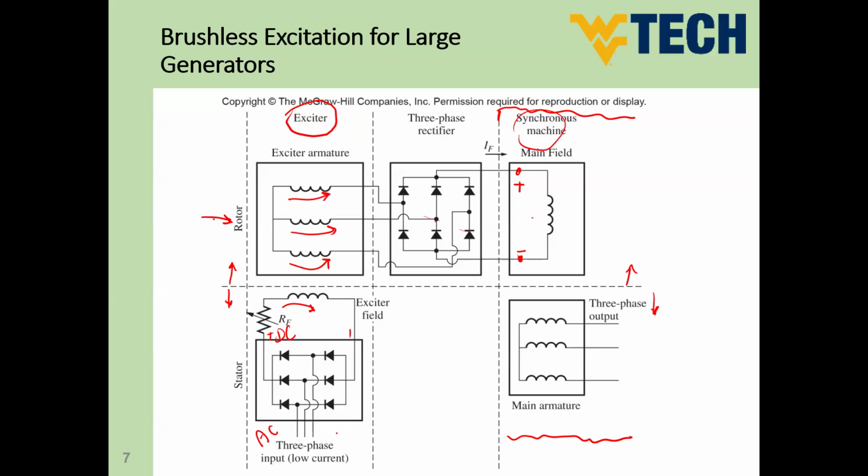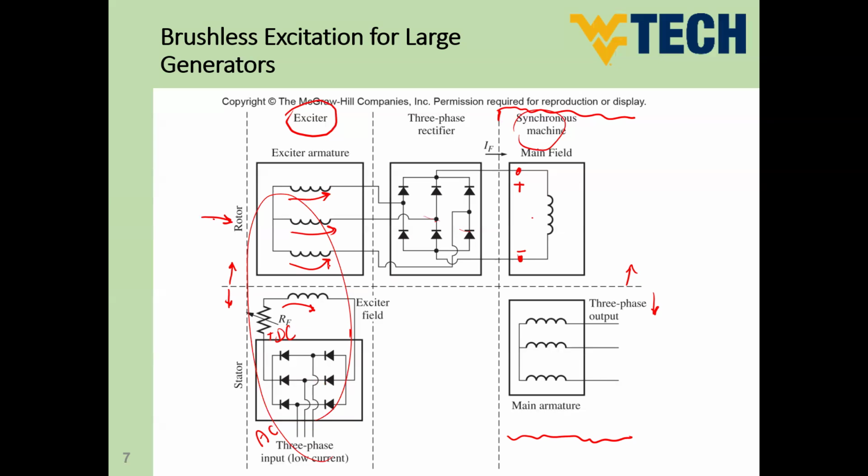This machine here we call the exciter. The exciter is nothing but a DC generator with a rectifier. This is a DC generator, but without a commutator. We don't have a commutator in this machine because we don't need to commutate the supply. We don't need to rectify the supply. We already have a rectifier here.